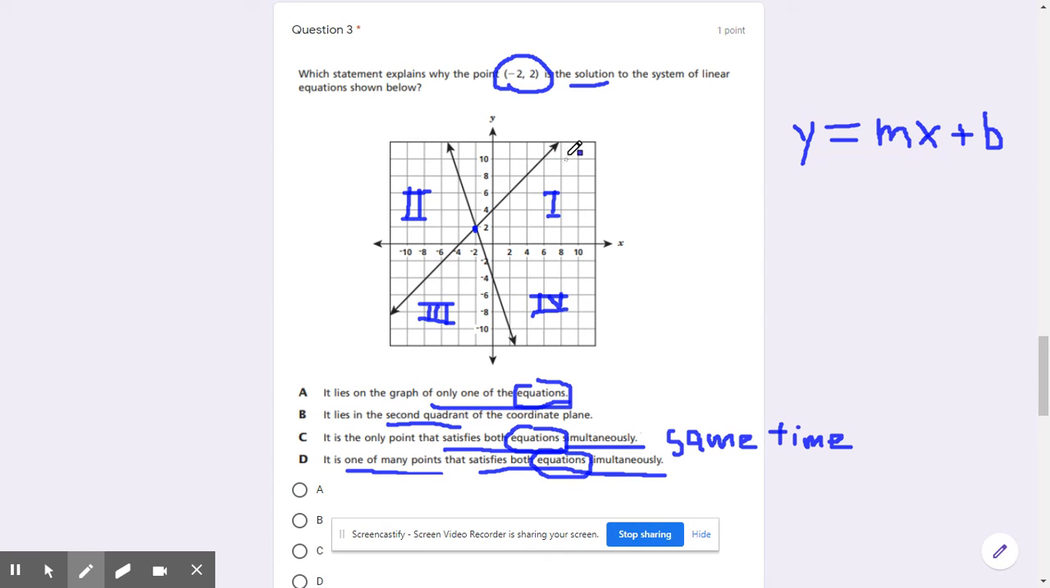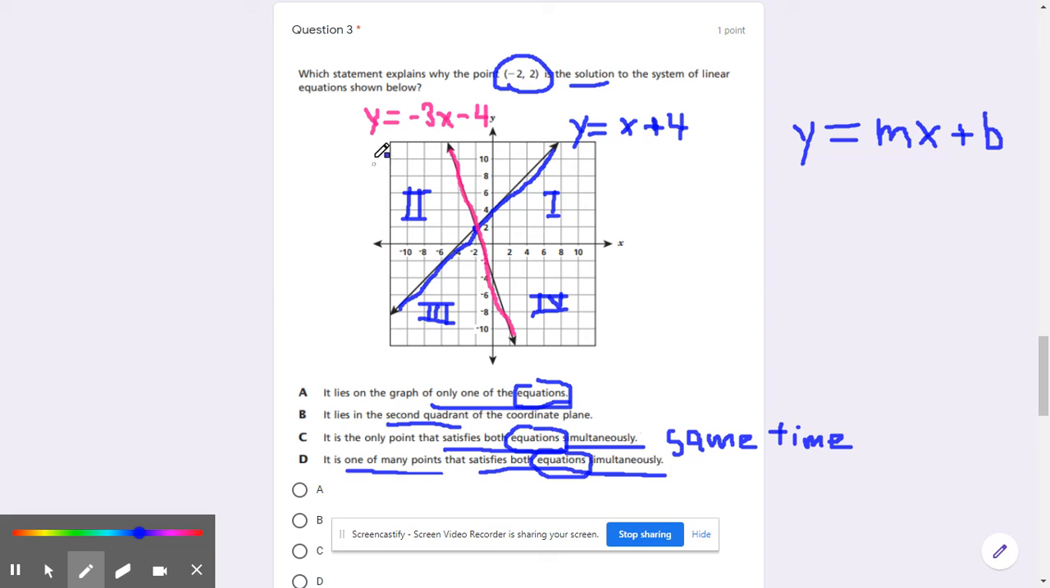For this line right here, the equation is going to be y is equal to x plus 4. All right, so that's going to be the equation for this line over here. The slope is 1 and the y-intercept is 4. It crosses the y-axis at 4. Meanwhile, the equation for this line over here will be y is equal to negative 3x minus 4. Again, the y-intercept here is negative 4, and the slope is negative 3. Again, you see this line going down. It's going to have a negative slope. Okay, and this is the point right over here that they have.